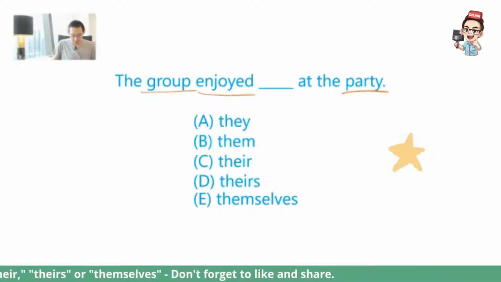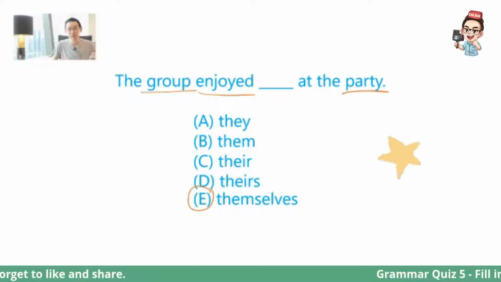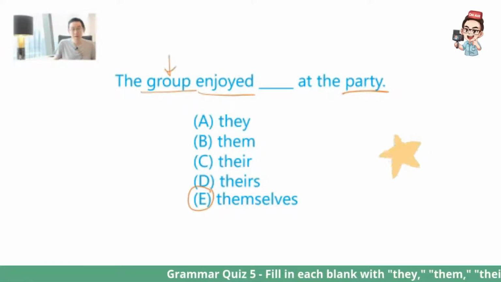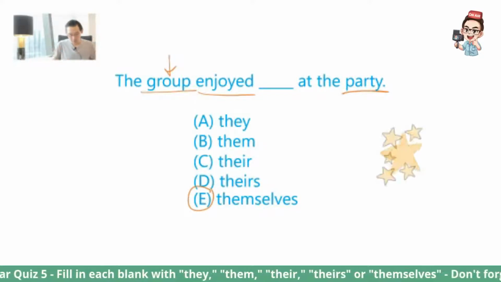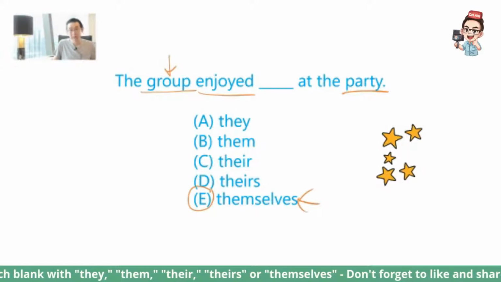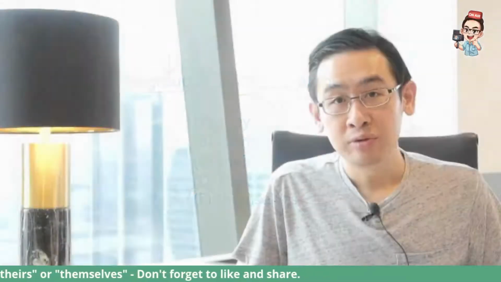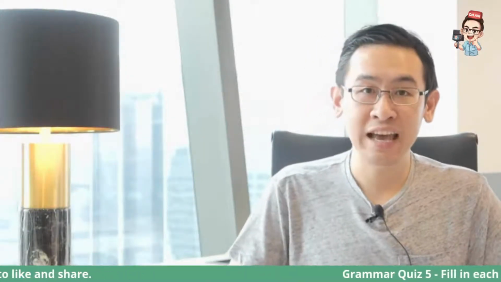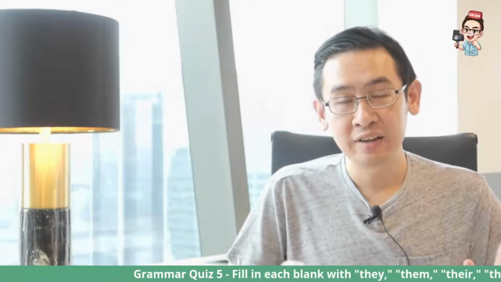Well, for this one, the best answer is actually E, themselves, okay? The group enjoy themselves at the party. So we are saying that this group of people, they really liked or they had a lot of fun with themselves at the party. So we can see that we use a reflexive pronoun here because the person who does the action, the group, and the thing that receives the action, they are the same thing, okay?